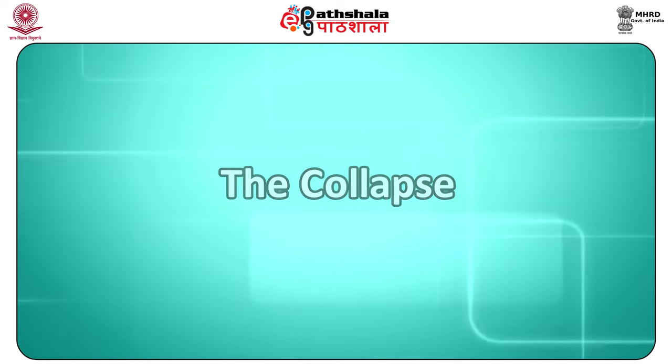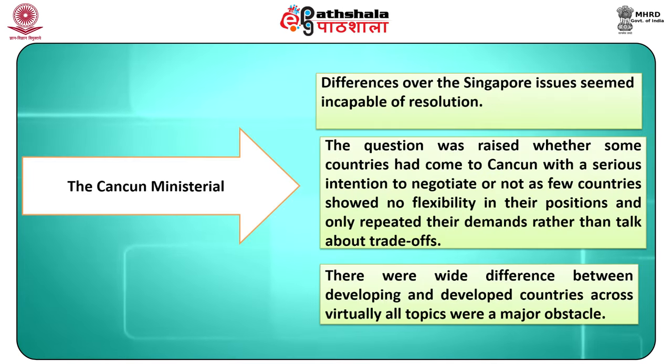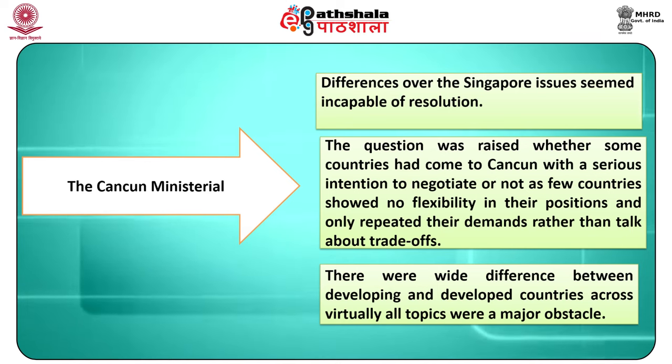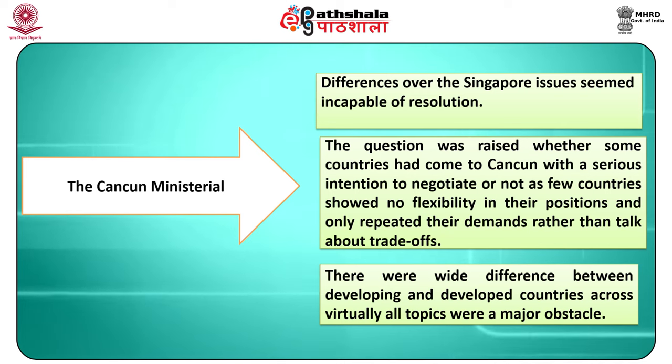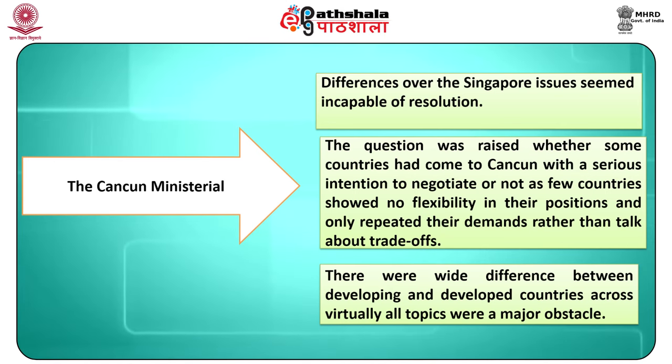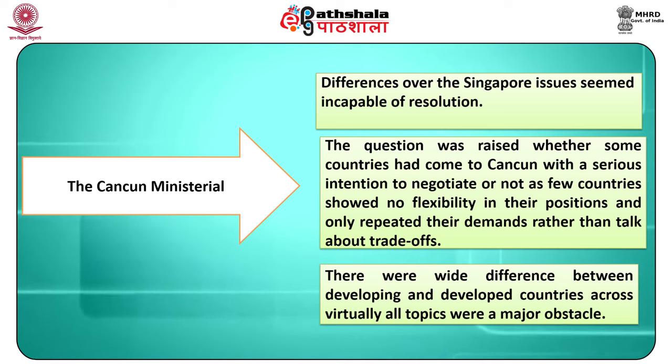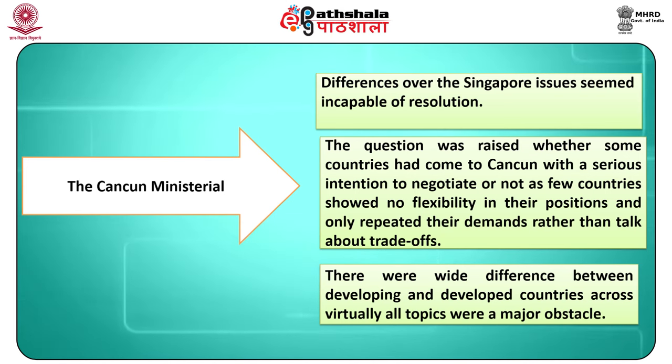Next, the collapse. There have been various collapses in the journey of the WTO. The major ones are discussed below. First, the Cancun ministerial. There are several reasons for the Cancun ministerial collapse. These include differences over the Singapore issues seemed incapable of resolution. The question was raised whether some countries had come to Cancun with a serious intention to negotiate or not, as few countries showed no flexibility in their positions and only repeated their demands rather than talk about trade-offs.